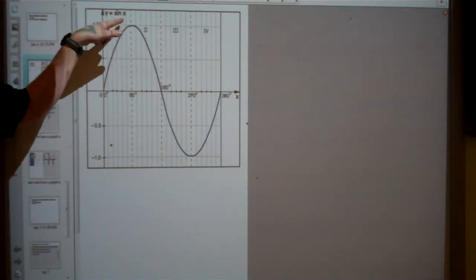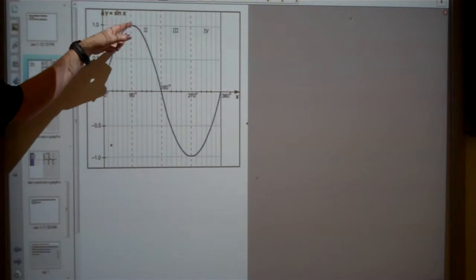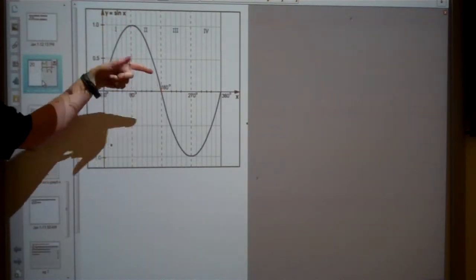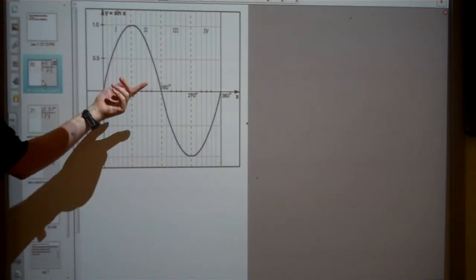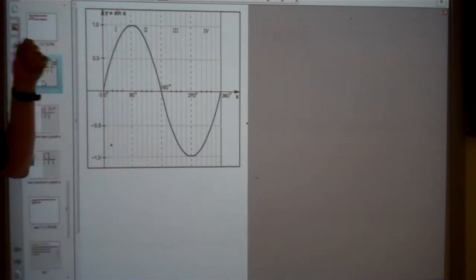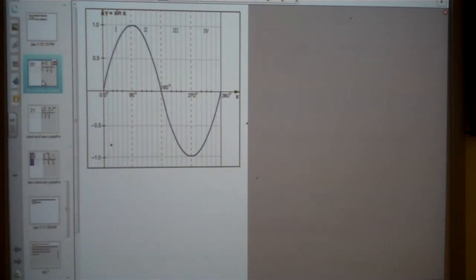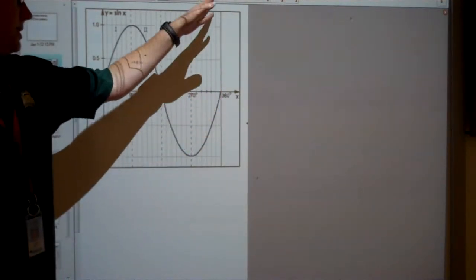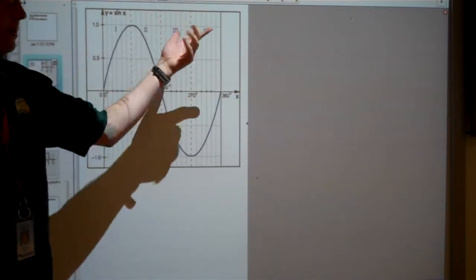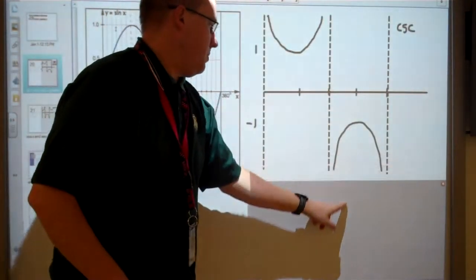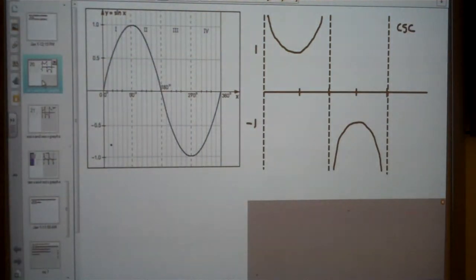Now at 90 degrees we get 1, the reciprocal of 1 is 1, so we know that's one of our points. Back to 180 we get 0, 1 over 0 is going to be undefined, so we've got another asymptote at 180. At 270 we got negative 1, the reciprocal of negative 1 is also negative 1. And at 360 we got 0, so when we do the reciprocal we're going to get an asymptote here. If you look at just those few points, that could be enough to be able to plot that graph.